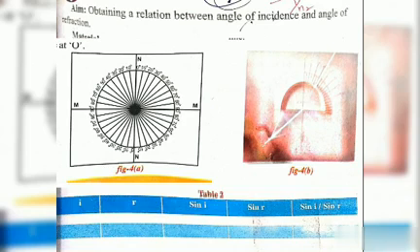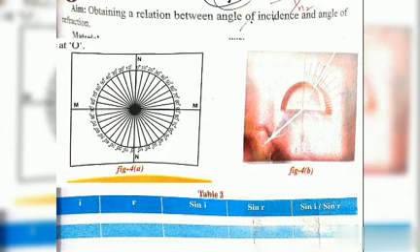The angles should be indicated on the curved line. So here in this figure we can observe the NN line. On both sides of NN, on the right side, we should mark the angle 0 to 90 degrees.